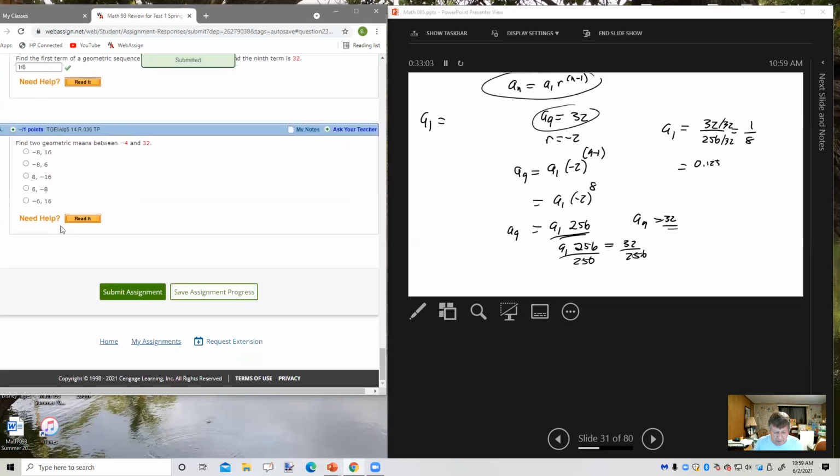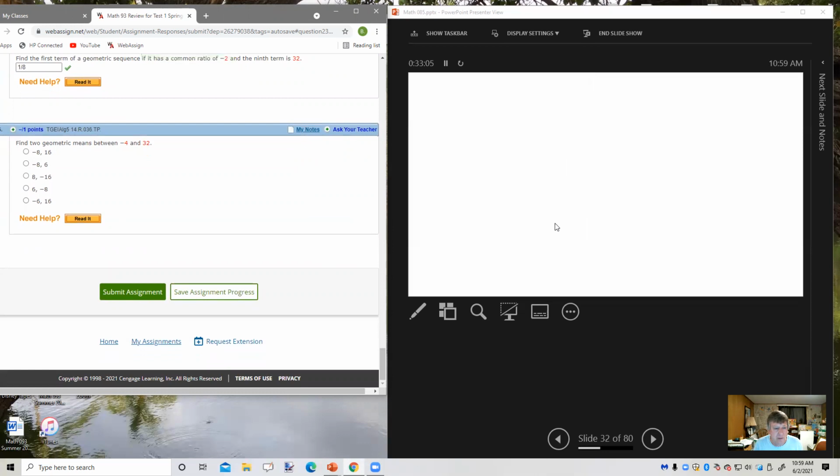All right. One more problem in this section. This is, I think, what, 14.3. Find 2 geometric means between -4 and 32. So geometric again, a sub n equals a sub 1 times r to the n minus 1 power. A sub 1 is -4. We have 2 geometric means, which means a sub 4 is 32.